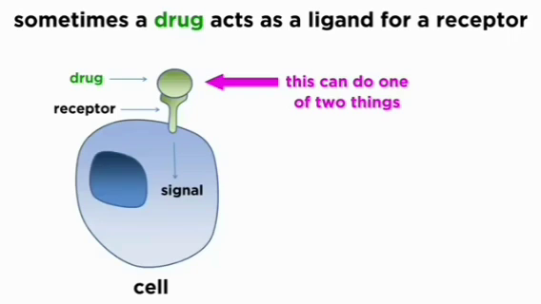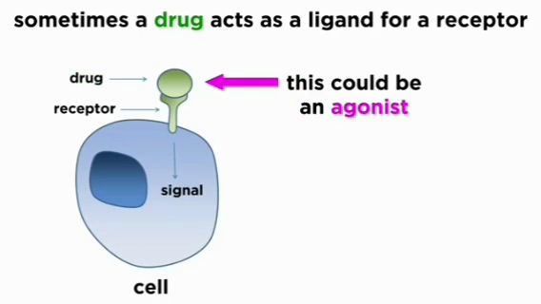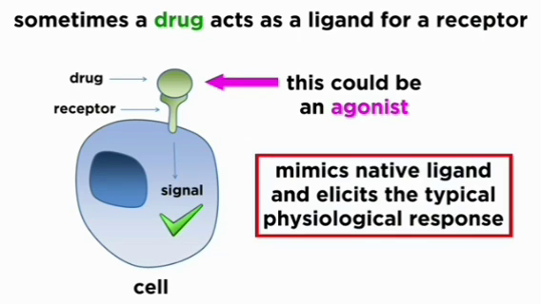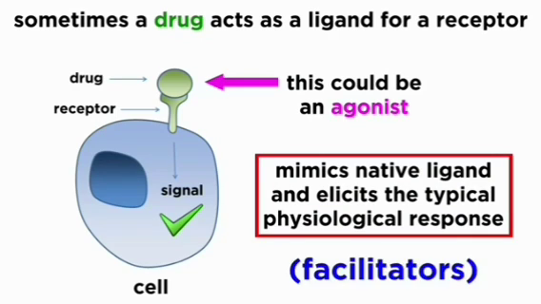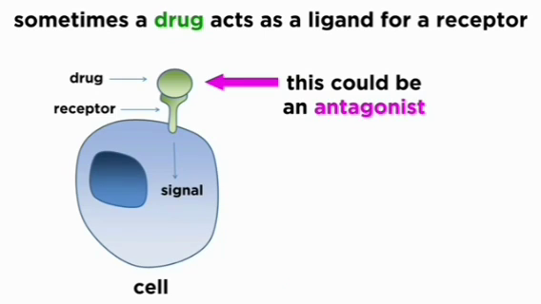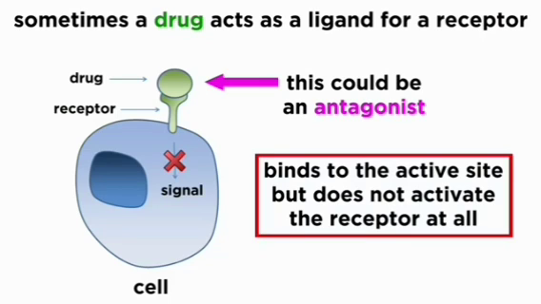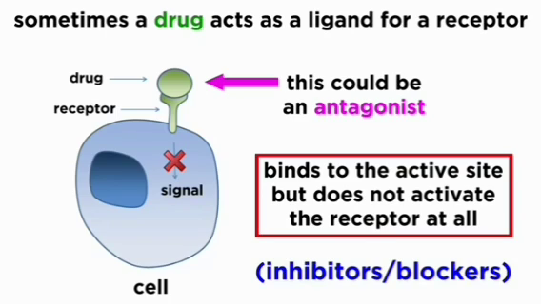When drugs interact with receptors, there are two main ways that this could go. A drug could be an agonist for a particular receptor, meaning that it fits into the active site and mimics the native ligand, eliciting the typical physiological response. We can call these facilitators. Or a drug could be an antagonist for this receptor, meaning that it binds to the active site but does not activate the receptor, thereby locking it in an inactive state. We can call these inhibitors, or sometimes blockers.